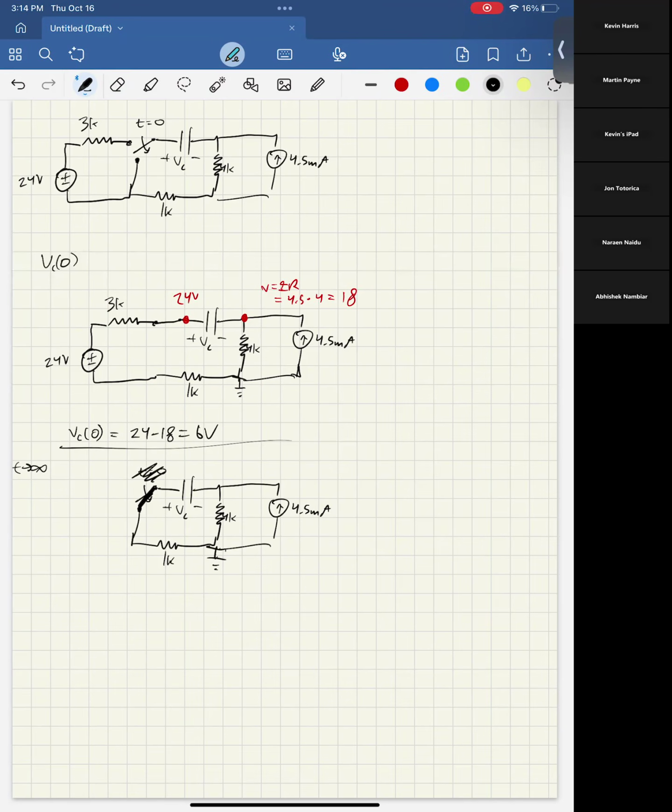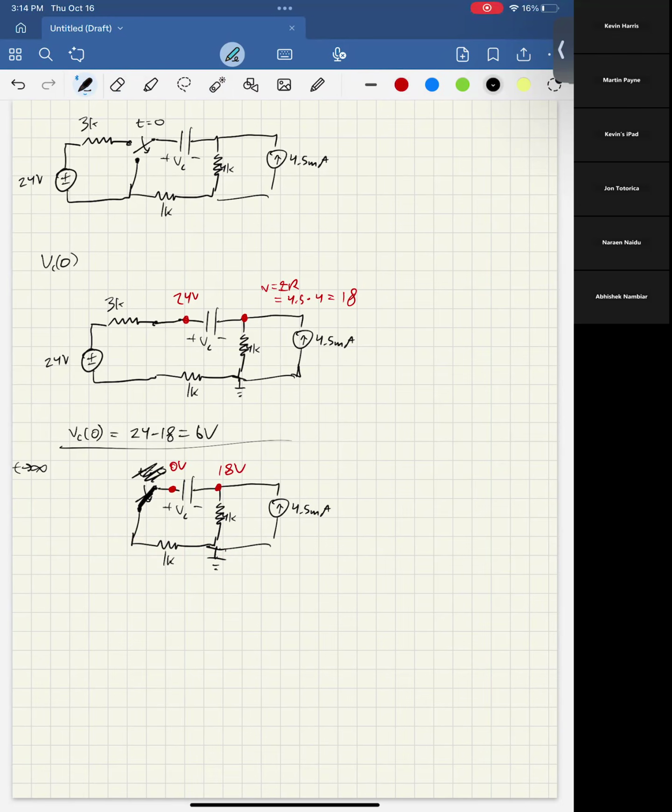As time goes to infinity, this will act as an open again. So if this is ground, there's no current flowing this way, then the resistor has no voltage drop. This is ground, this is ground. So this point is going to be 0 volts. And the exact same math we did before finds that this point is 18 volts.